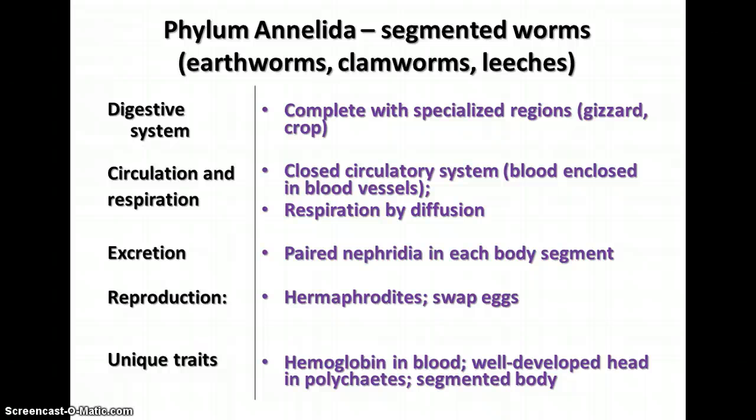They are generally hermaphrodites. Again, they do not self-fertilize. They swap eggs with another member of their species that they come across. They can even store the eggs for a while until they fertilize and hatch them. Unique among a lot of the invertebrates, they do have blood that has hemoglobin, which is normally only found in vertebrates. Some of them have a well-developed head region, and they all have segmented bodies.